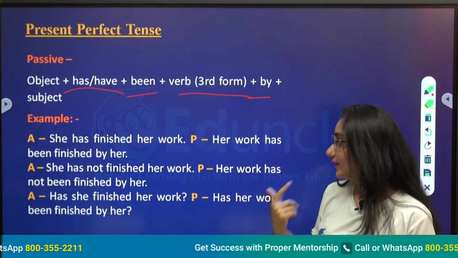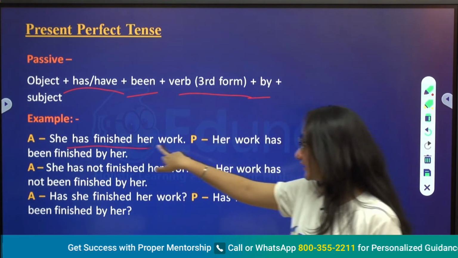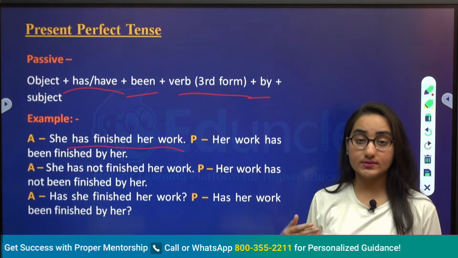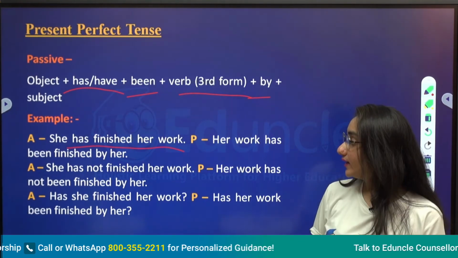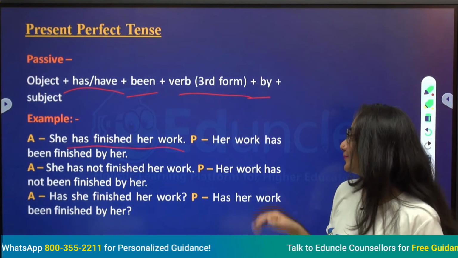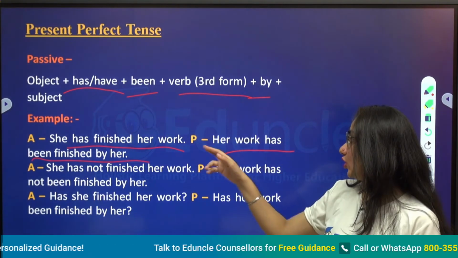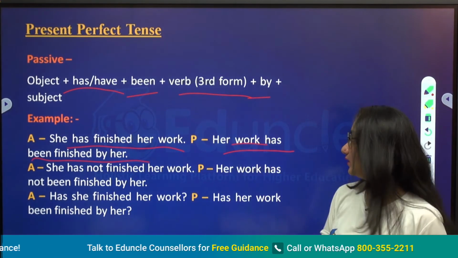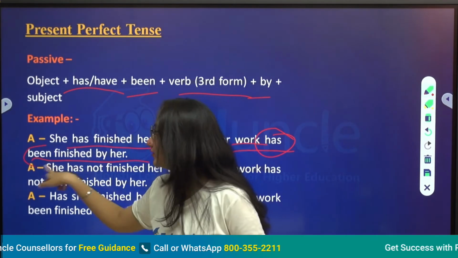So let me show you with an example. She has finished her work. This is a sentence of the present perfect tense. So how will that be converted into a passive voice? Her work has been finished by her. So the object, that is her work, has/have we have to add. So has, been, we have written been.